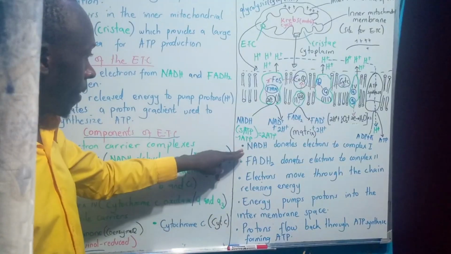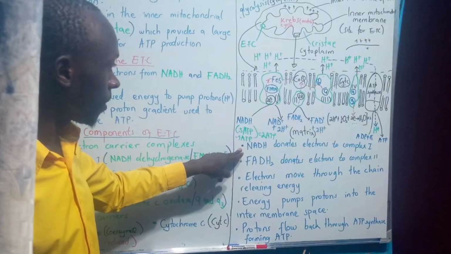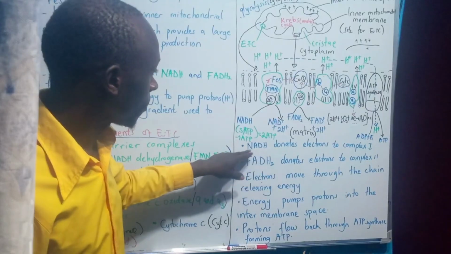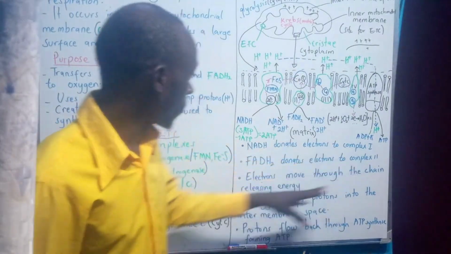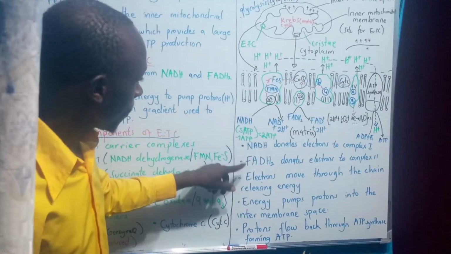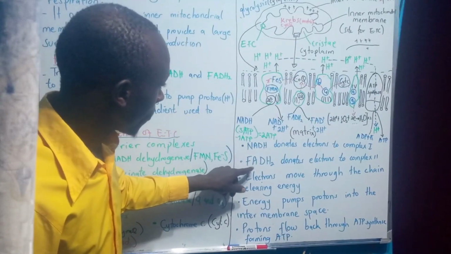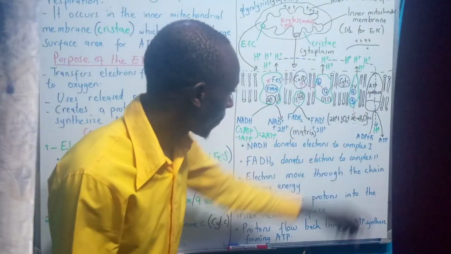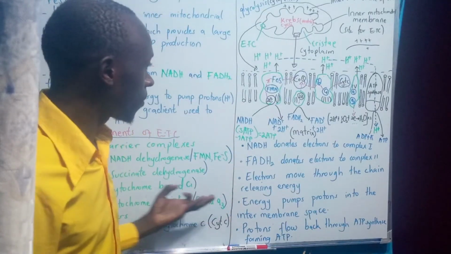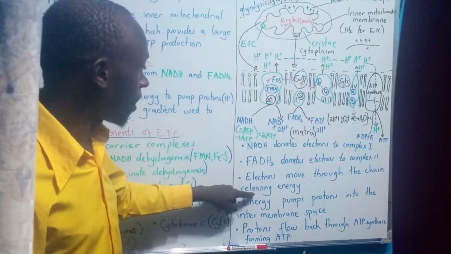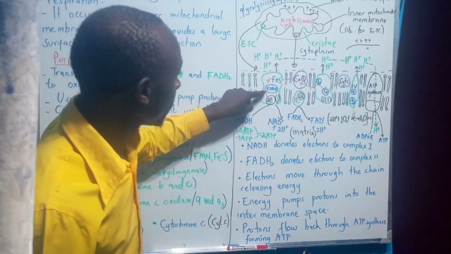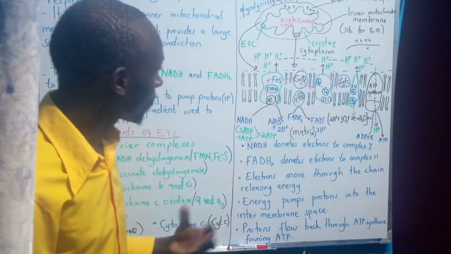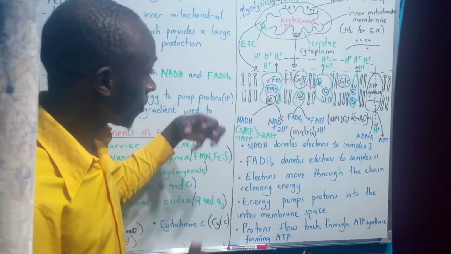So a summary of the electron transport system: reduced NAD donates electrons to complex number 1. Of course, we have seen that. Step number 2, reduced FAD donates electrons to complex number 2. So electrons move through the chain releasing what? Energy. Once these electrons are moving through the chain, they will release a lot of energy. Of course, I've told you what is the use of that energy.